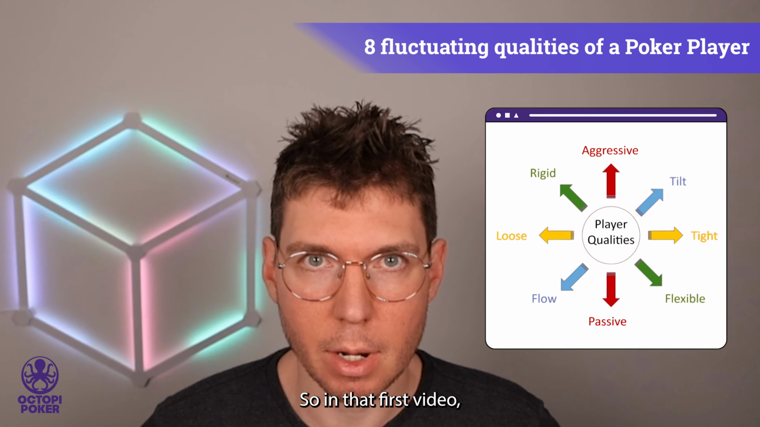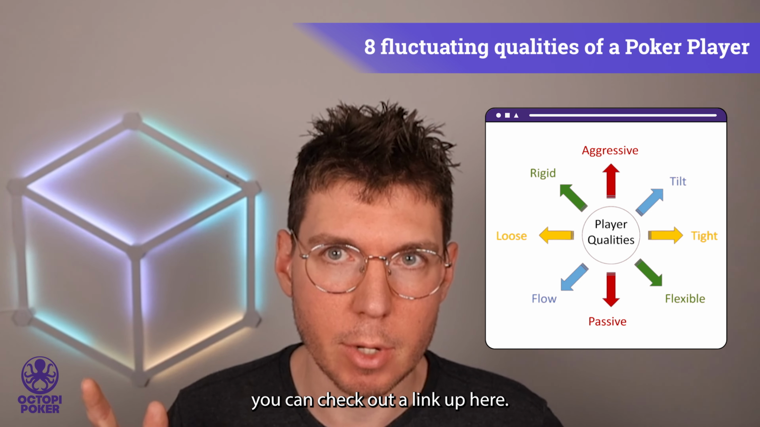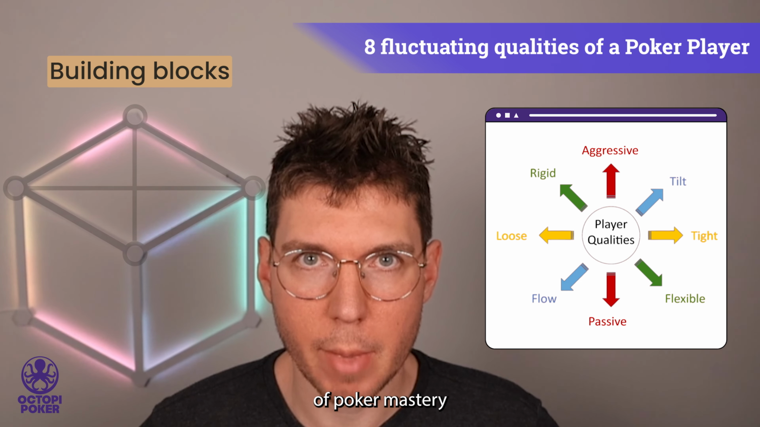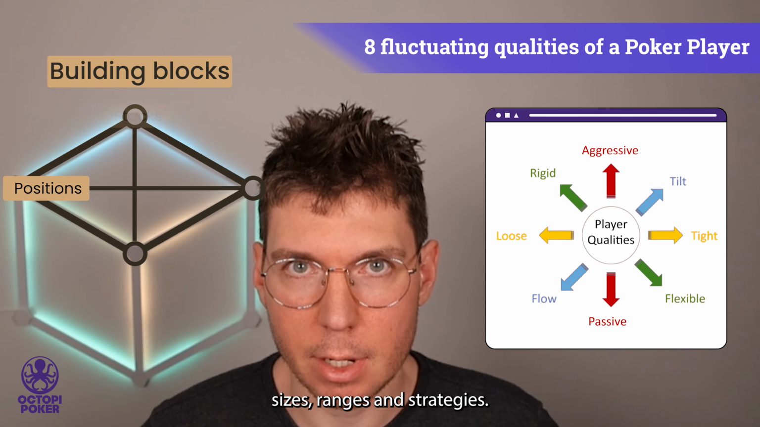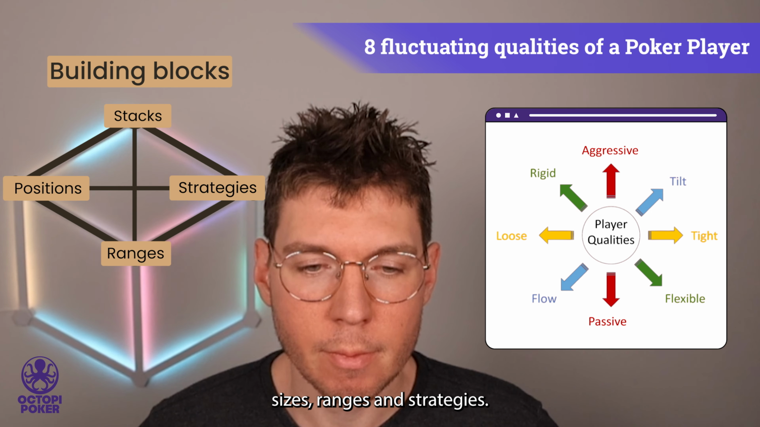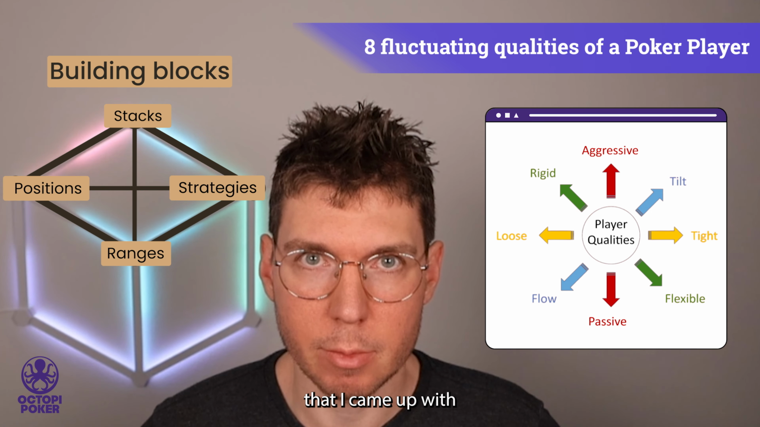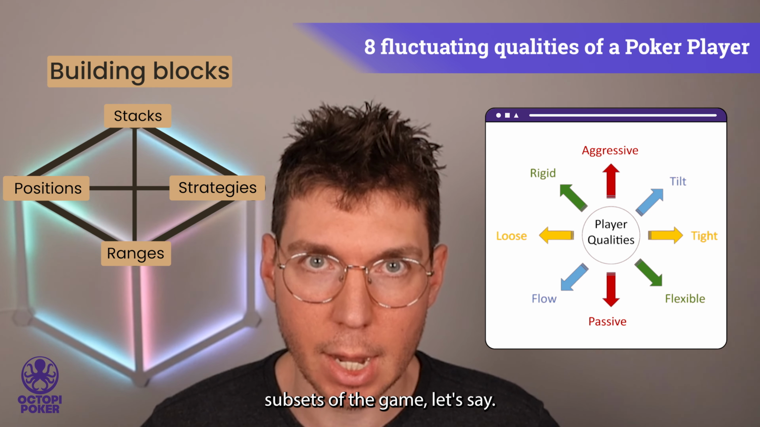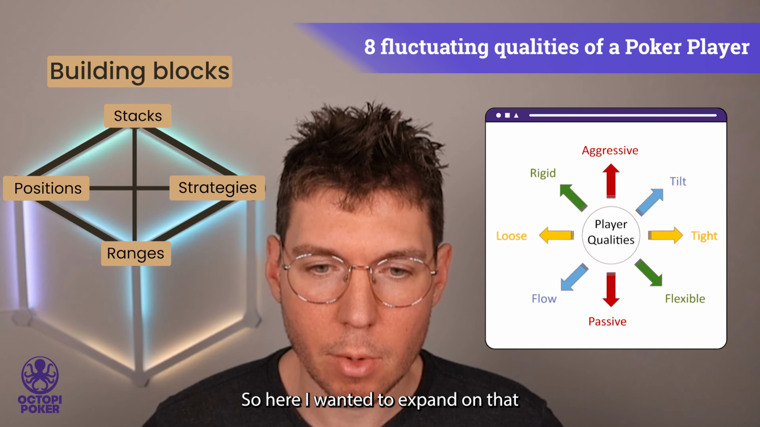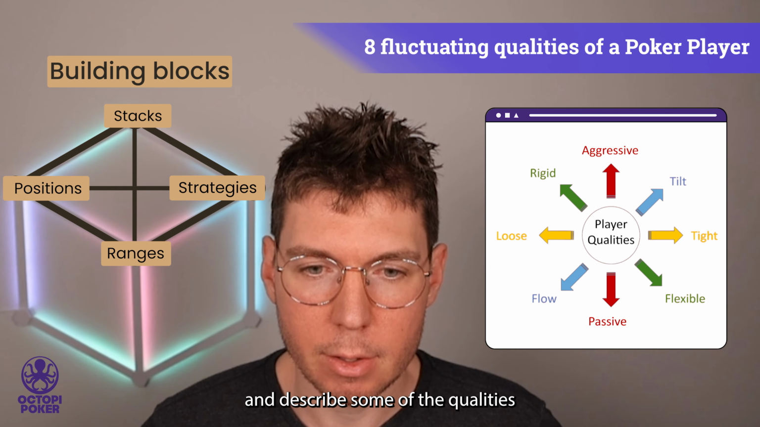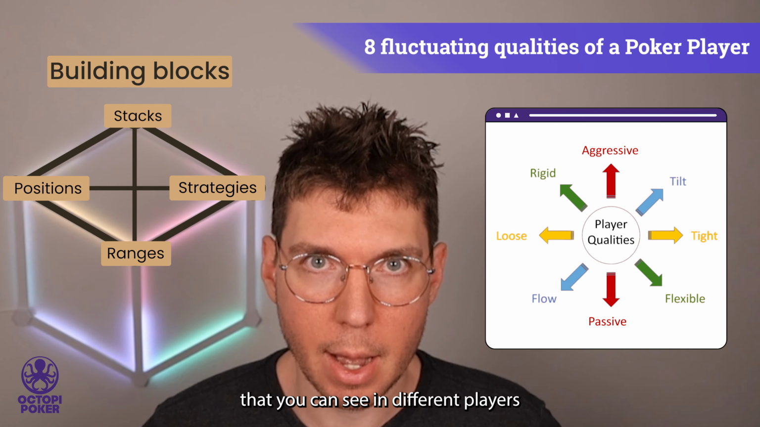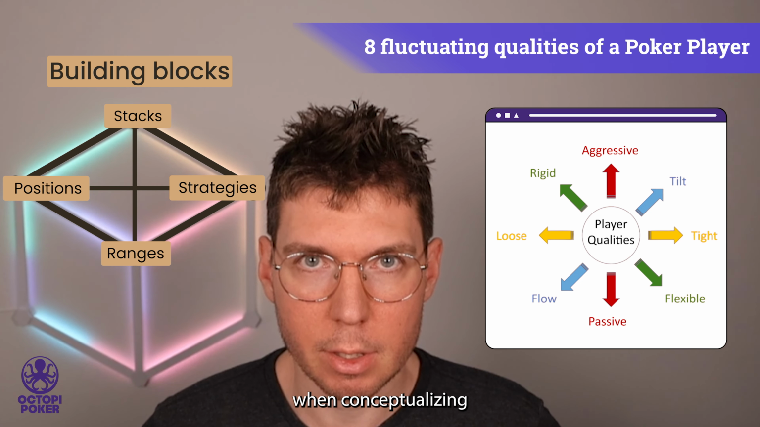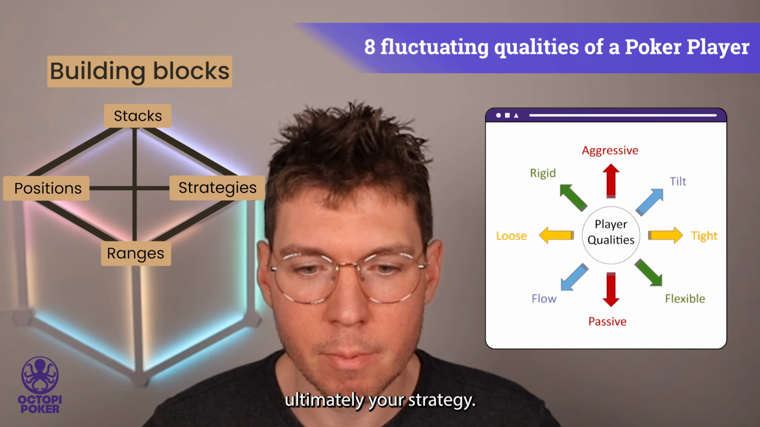And here I wanted to describe different player qualities. So in that first video, if you haven't seen it, you can check out a link up here. We went over the four pillars of poker mastery, being positions, stack sizes, ranges, and strategies. Then I outlined 10 axioms that I came up with based on those four different subsets of the game. Here I wanted to expand on that a bit more and describe some of the qualities that you can see in different players and things you should keep in mind when conceptualizing ultimately your strategy.